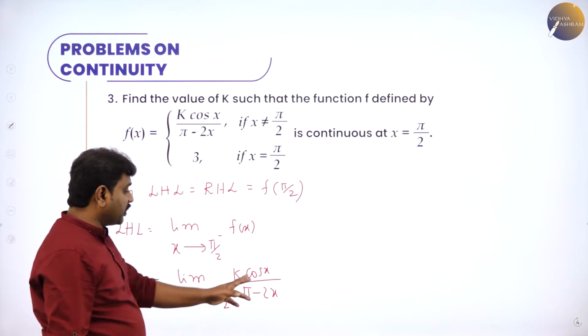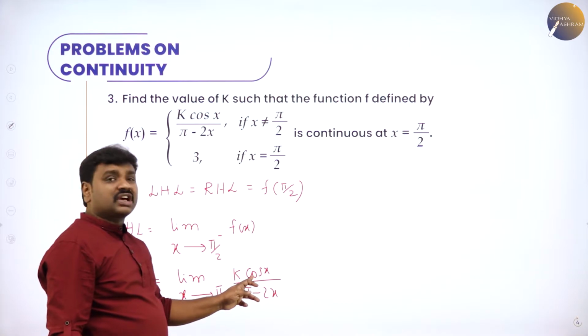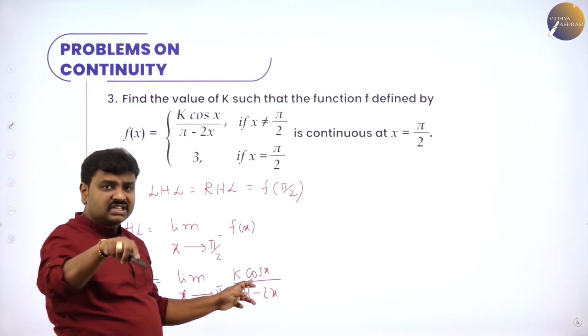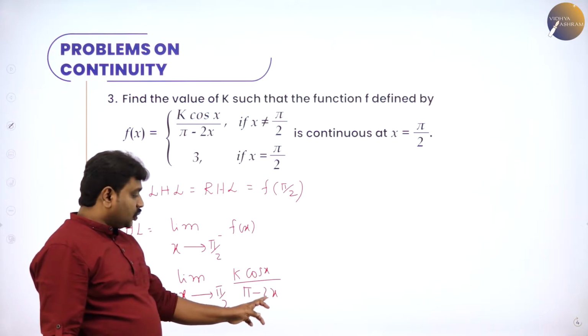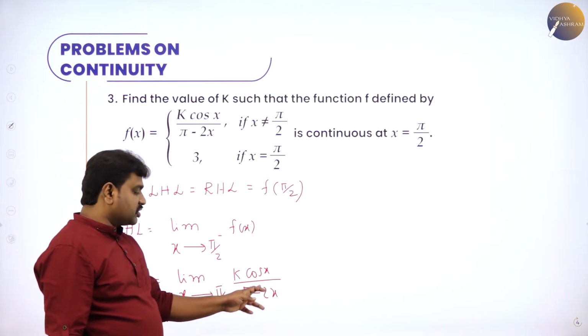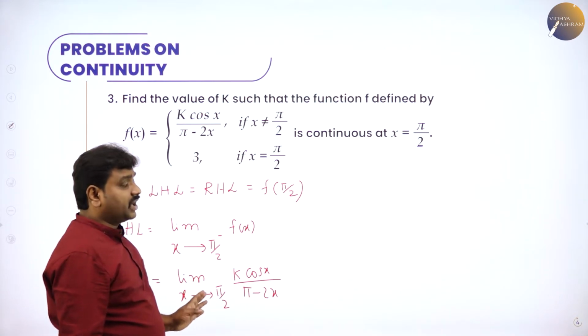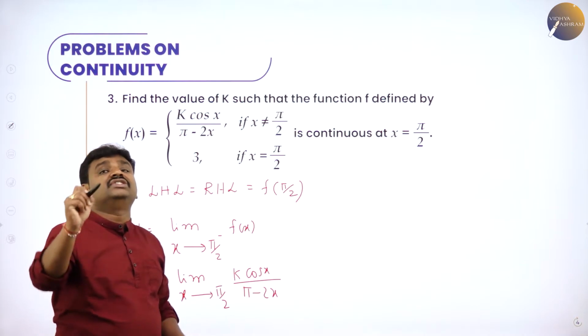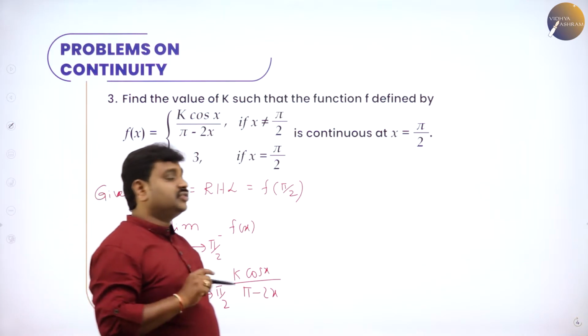In the place of x put pi by 2. If you do that, numerator becomes cos pi by 2. Cos pi by 2 means cos 90. Cos 90 is 0. Denominator 2 times pi by 2, it will become pi minus pi is 0. So if I put pi by 2 in the place of x, I will get 0 by 0. So I should not get 0 by 0.